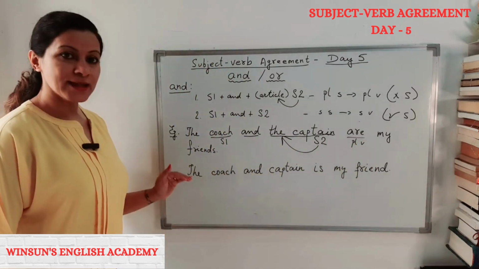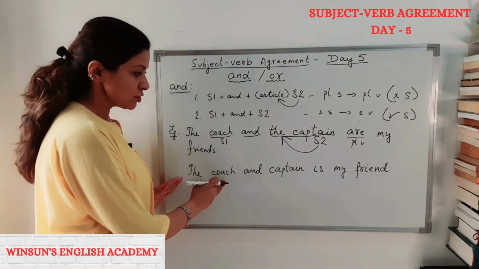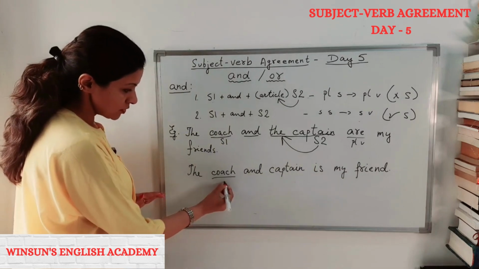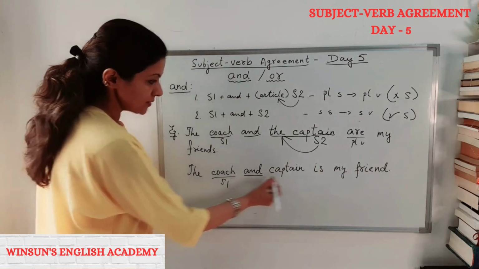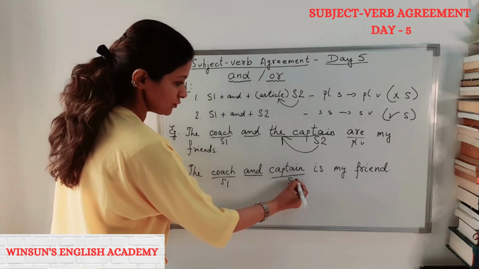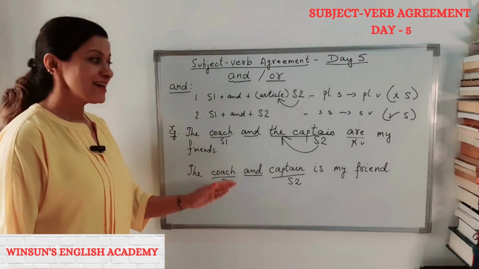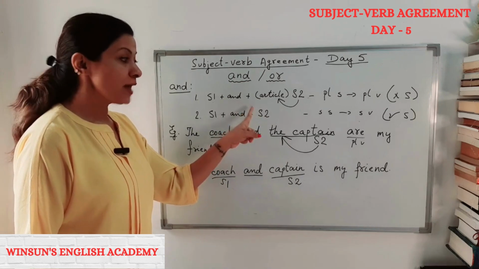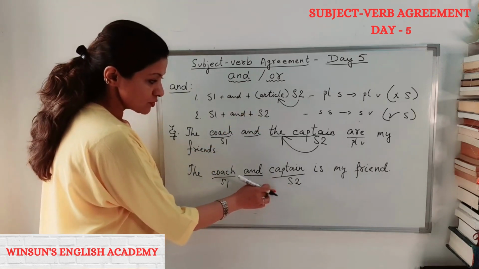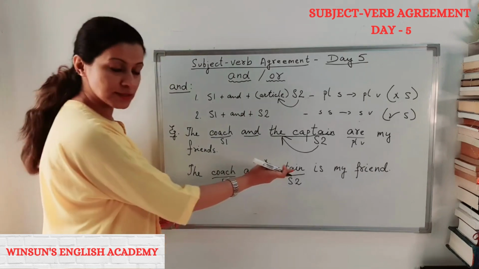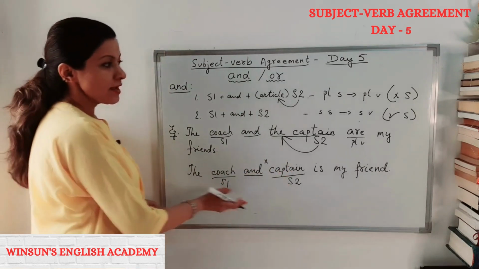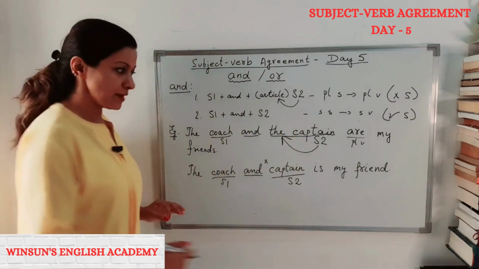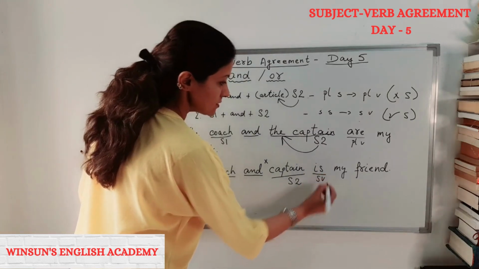Let us look at this example now. The coach and captain is my friend. The coach, subject 1, we have and, we have captain, subject 2. Anything different? Yes. Here the second rule, subject 1 plus and plus subject 2 without any article. This subject 2 does not have any article here, no article. So this is considered as the singular subject, and singular subject takes singular verb, right? So we have taken singular verb.